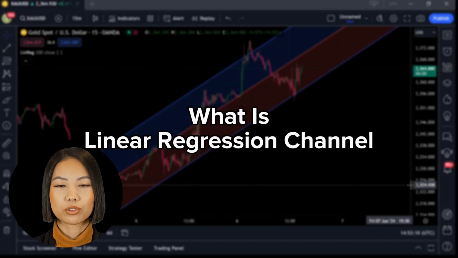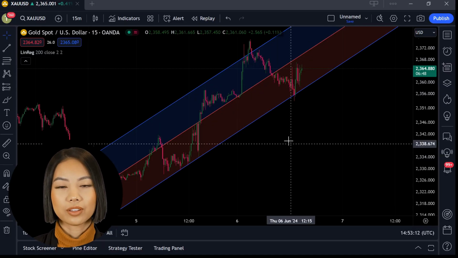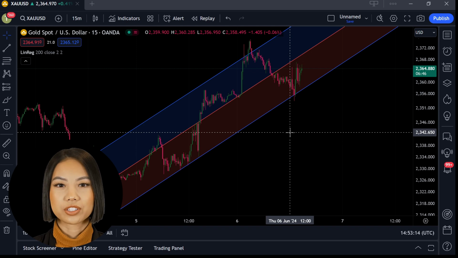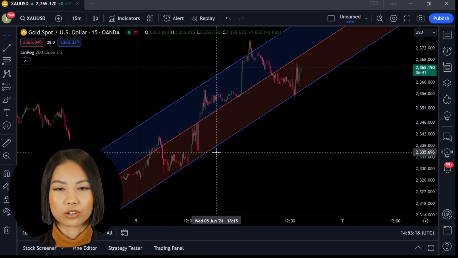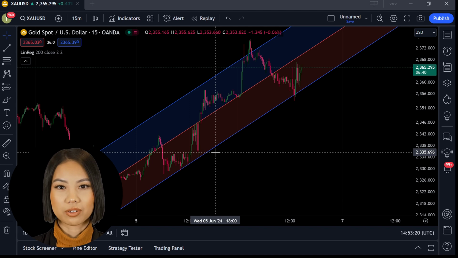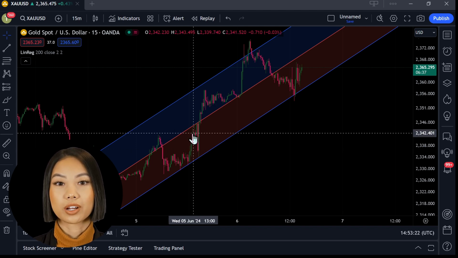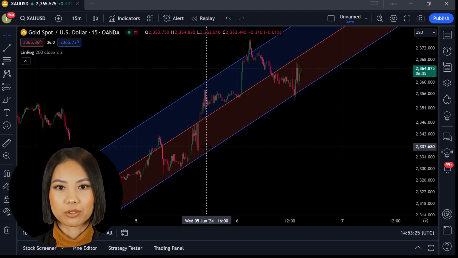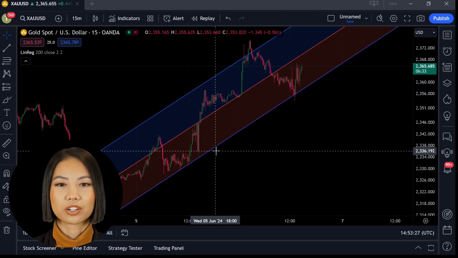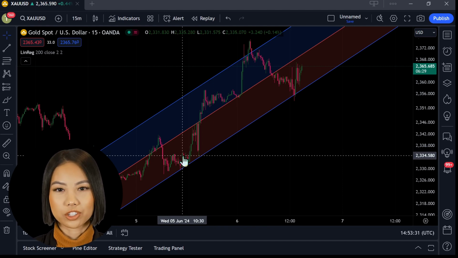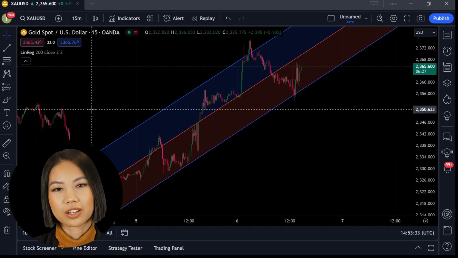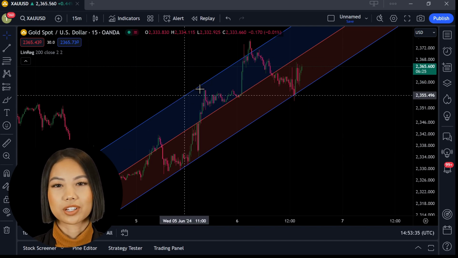What is the Linear Regression Channel Indicator? The Linear Regression Channel is a statistical tool that uses linear regression analysis to plot a channel around a trend. It consists of a middle line, the linear regression line, and two parallel lines equidistant from it, representing the standard deviations. This channel helps traders identify the trend direction, potential reversal points, and areas of support and resistance.